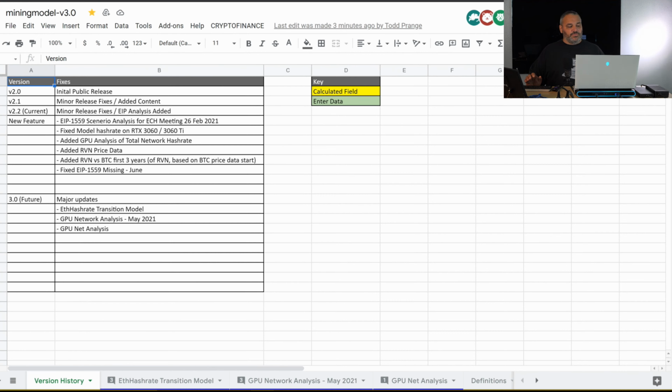There are 3 major updates to the 3.0 version, which are the Eth-hash transition model, the GPU network analysis for May 2021, and then the GPU net analysis, which is the GPUs and a spread of where I think the hash rate is. I'll explain where I got some of those numbers, and then we'll get into that. We're actually going to work our way backwards through that, starting with the GPU net analysis, and this will start to make kind of sense, like a Mr. Miyagi style, wax on, wax off. You're going to learn karate in this.